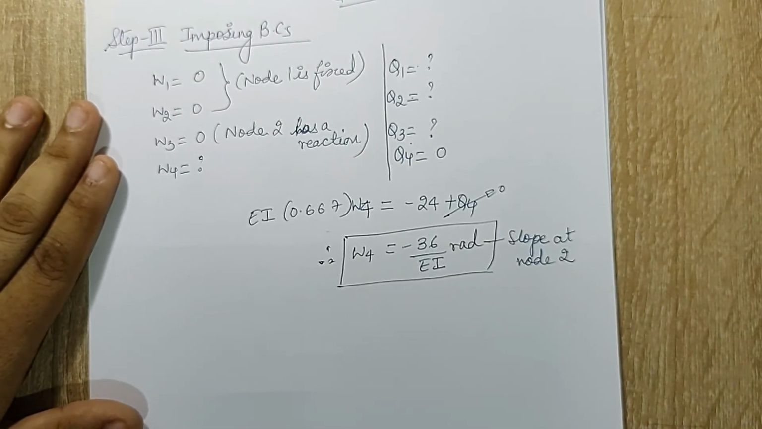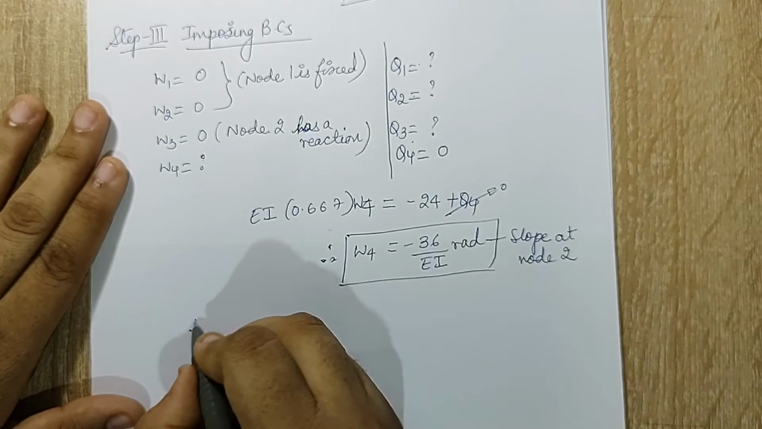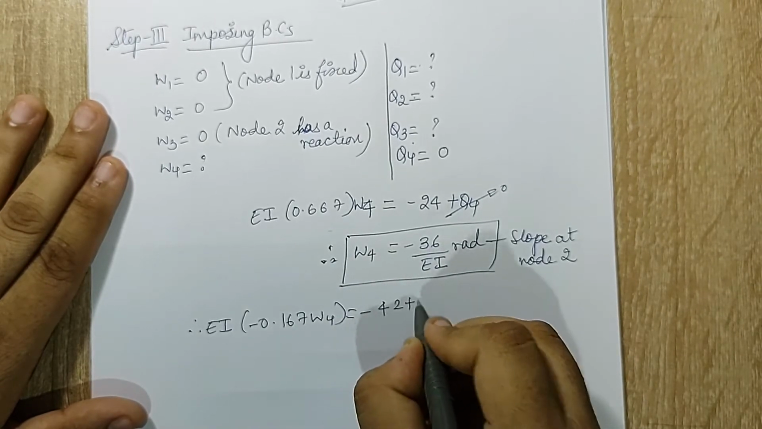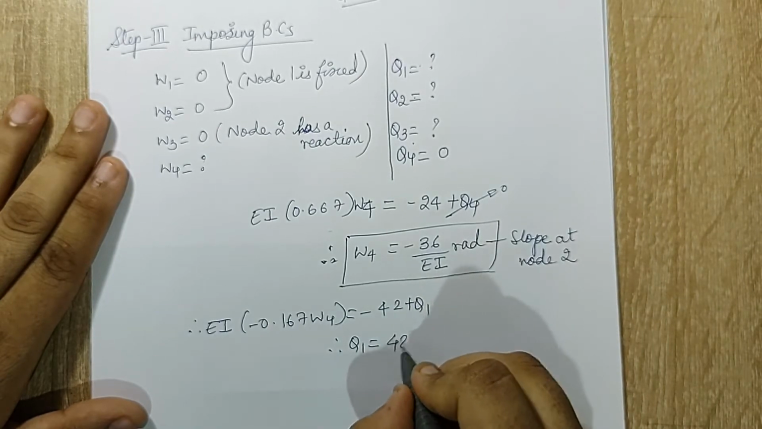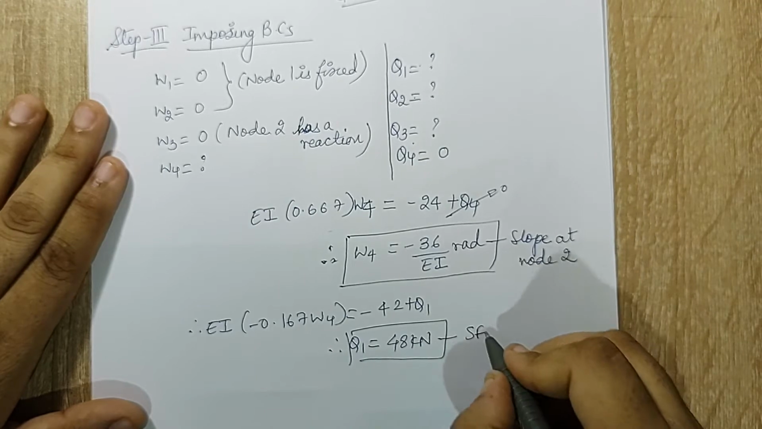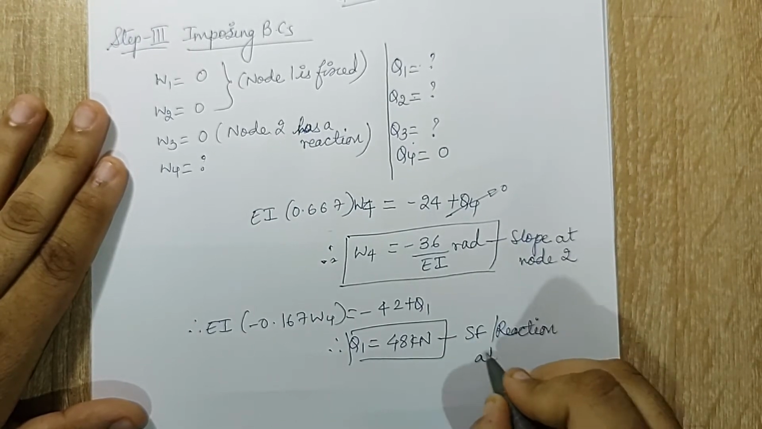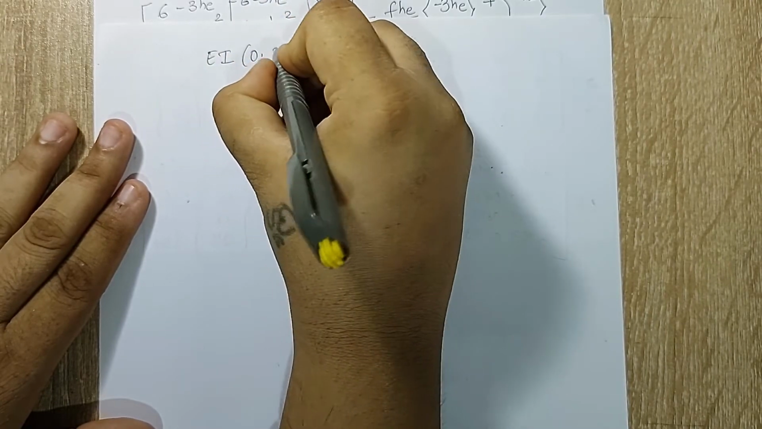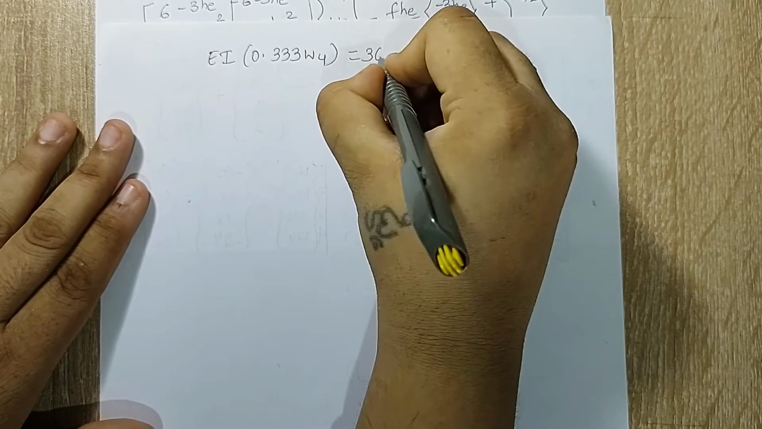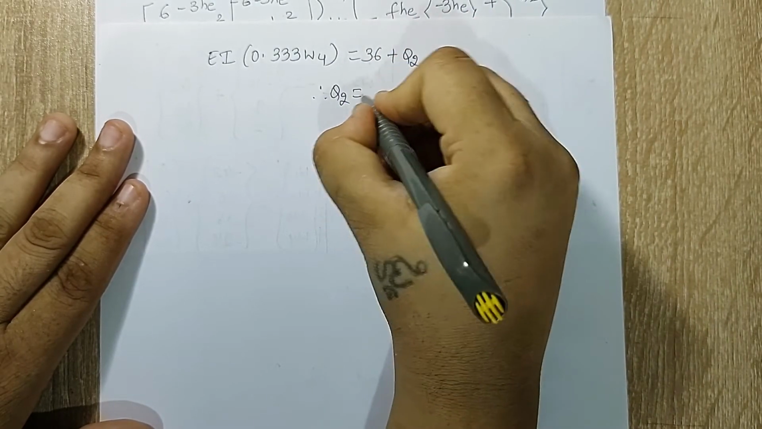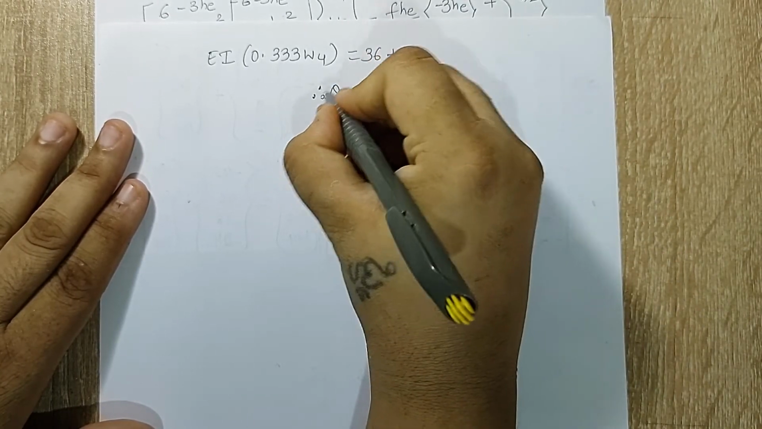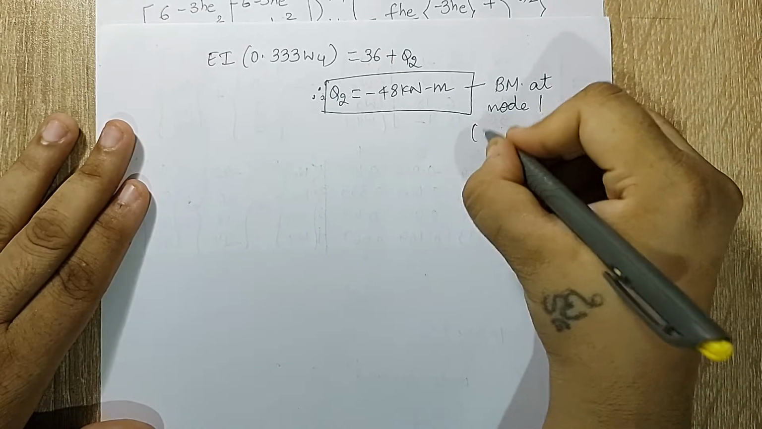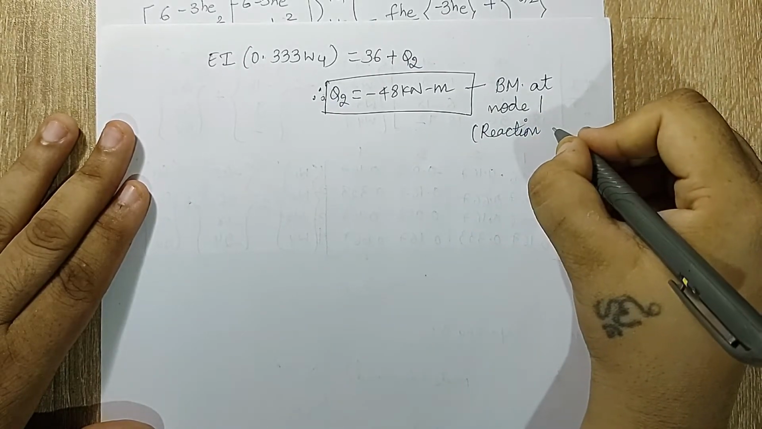Next I'll write equations for Q1, Q2, Q3 and I'll calculate the values. Therefore, I obtained Q1 as 48 kilonewton. Now, this is the shear force or the reaction at node 1, or you can call it as node A. Next, I'll write down for Q2. Therefore, I obtain Q2 as minus 48 kilonewton meter. This is the bending moment at node 1. This is also a reaction which I am supposed to calculate at node A.